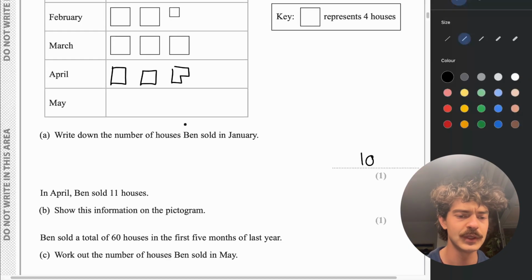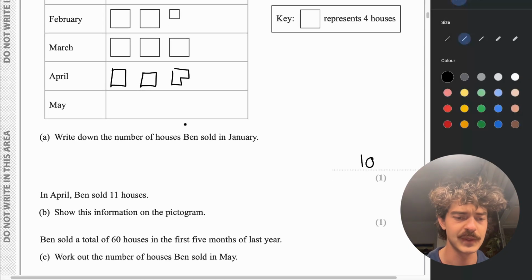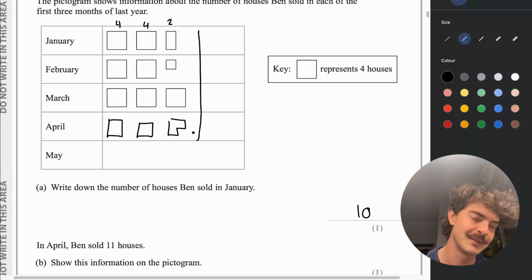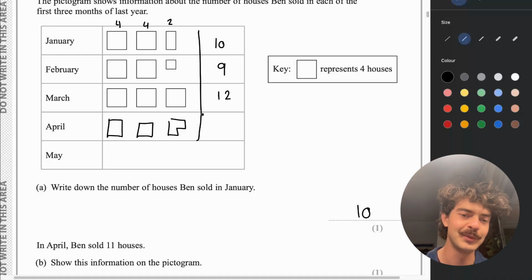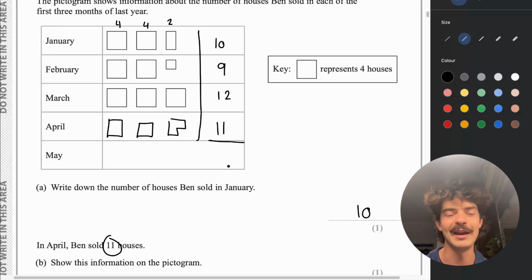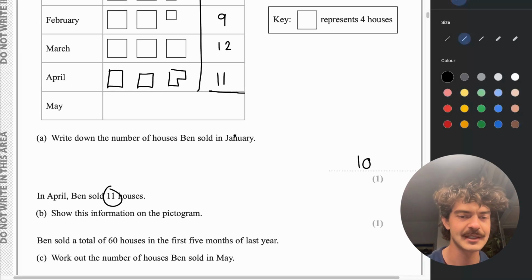Ben in total sold 60 houses in the first 5 months of last year, so work out the number of houses he sold in May. We're going to have to run through all of this now and figure out how many each of these are. That was a 10. 4 plus 4 plus 1 is going to be 9. 4 plus 4 plus 4 is 12. 4 plus 4 plus the 3, as we found out down here, was 11. So we're going to have to work out the total of these, and then from there, work out the difference between that total and our target of 60.